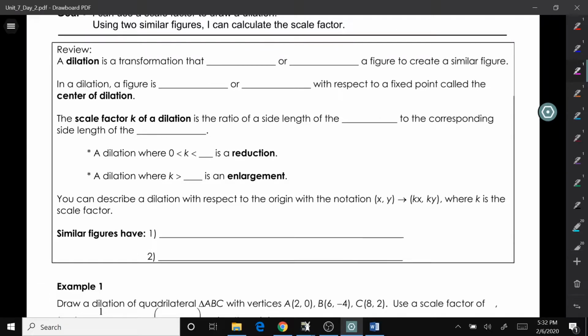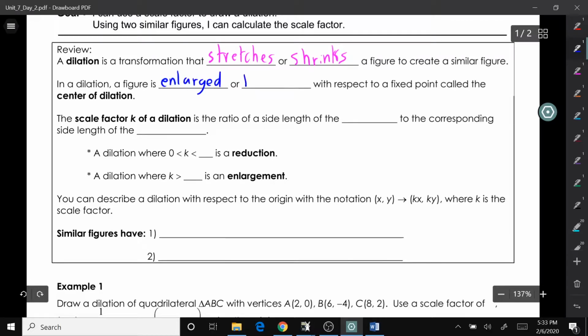So dilation is a transformation that stretches or shrinks a figure to create a similar figure. Now, in a dilation, a figure is enlarged, which is stretching it, or reduced, that's shrinking it, with respect to a fixed point called the center of dilation.